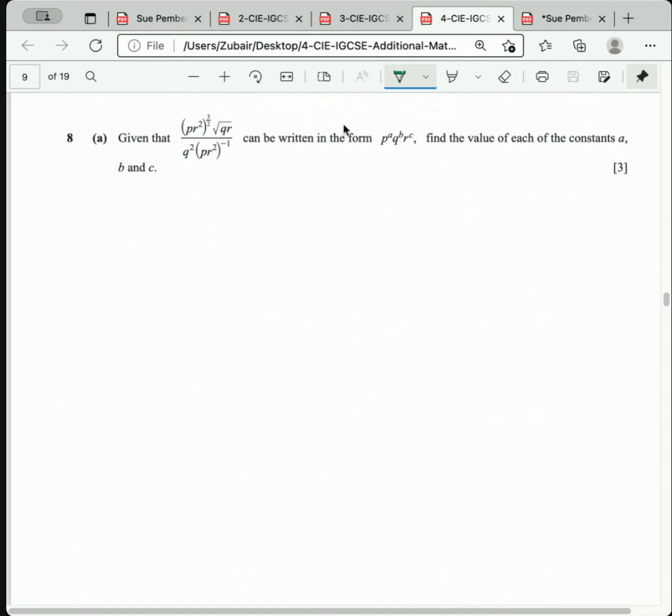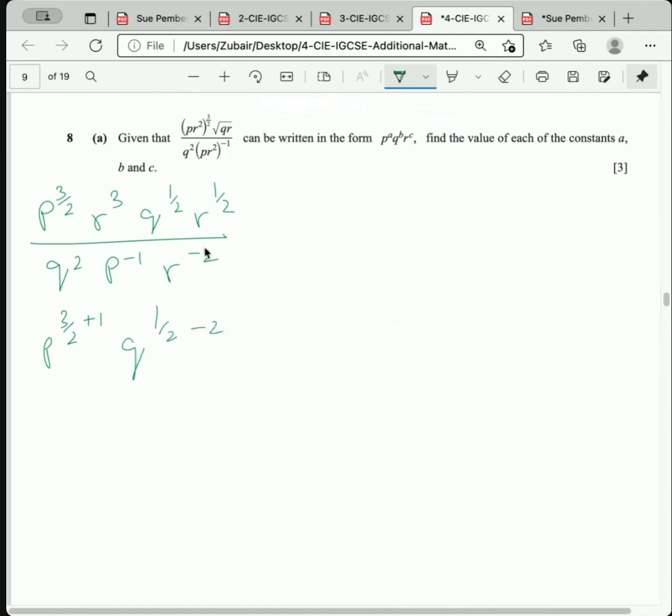Given that this can be written this way, we just have to collect them. Numerator: P raised to the power 3 by 2, R raised to power 2 into 3 by 2 is just 3, Q raised to power 1 by 2, R raised to power 1 by 2, and denominator as Q squared, P raised to power minus 1, and R raised to power minus 2. I can see P in two places. 3 by 2 minus 1 is plus 1. Q is 1 by 2 and R is at 3 places. So numerator, the bases are same, powers add, and minus minus 2 will be plus 2.